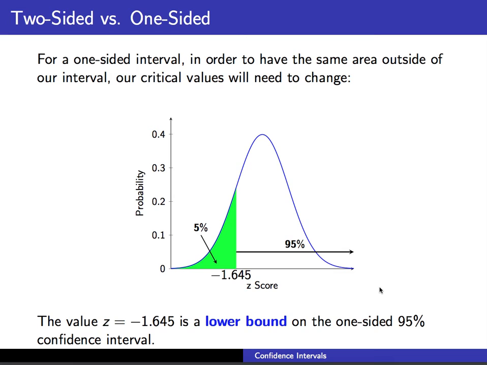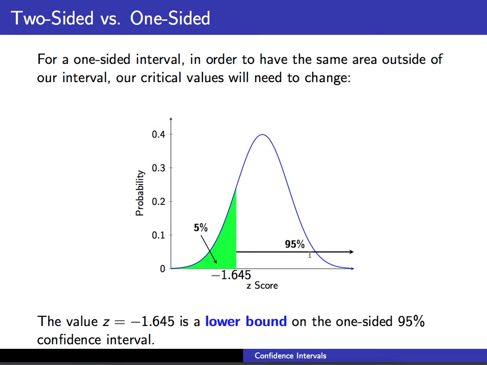However, for a one-sided interval, in order to have the same area outside of our interval, our critical value is going to need to change. So for this one, if we have this 5% in green, and this time our confidence interval is only going to the right here, 95% beyond this value, this has a z-score of negative 1.645. And again, we can calculate what the z-score is based on the area to the left of it using the technology and methods that we looked at with standard normal distribution. Well, here we have this z-score of negative 1.645 as the lower bound on this one-sided confidence interval that goes to the right, this one-sided 95% confidence interval.